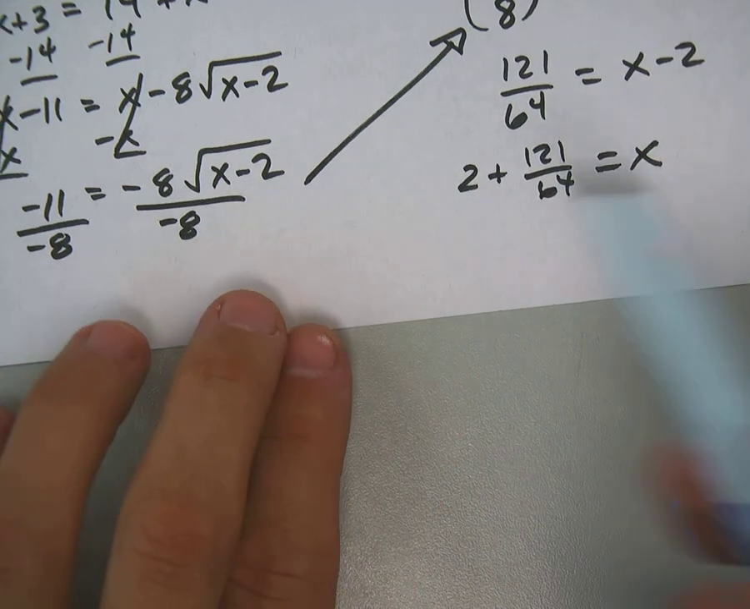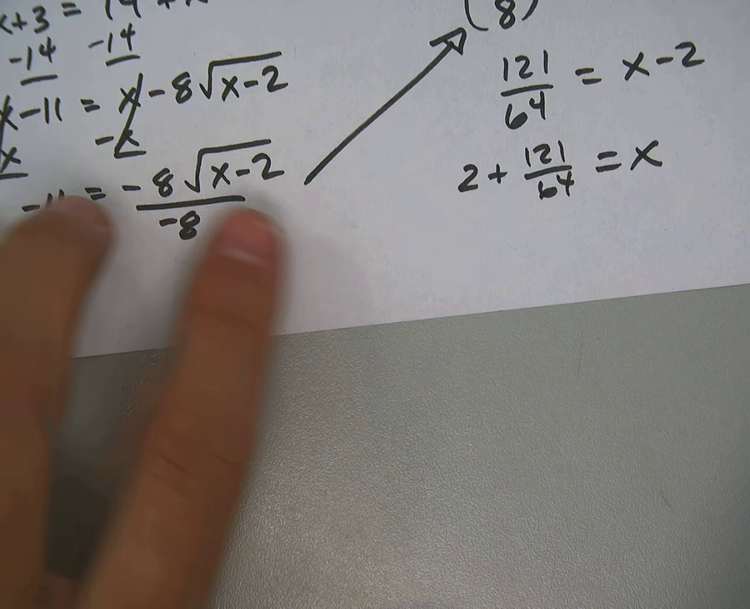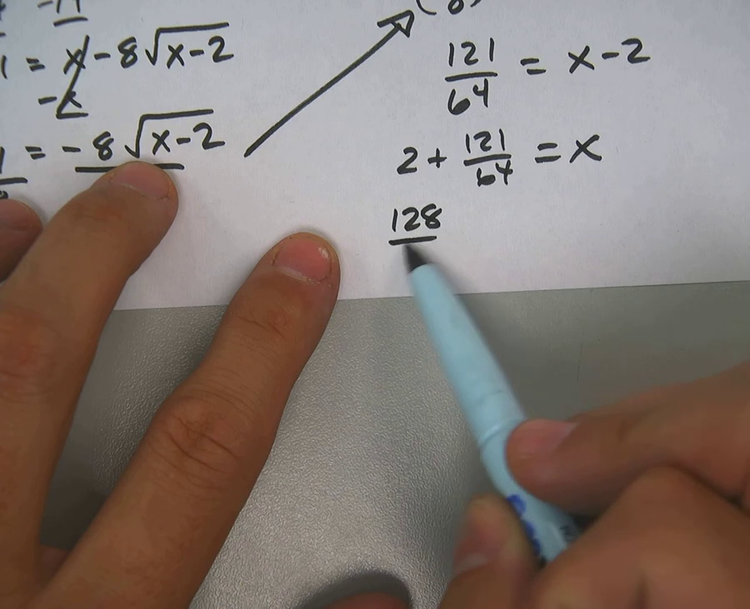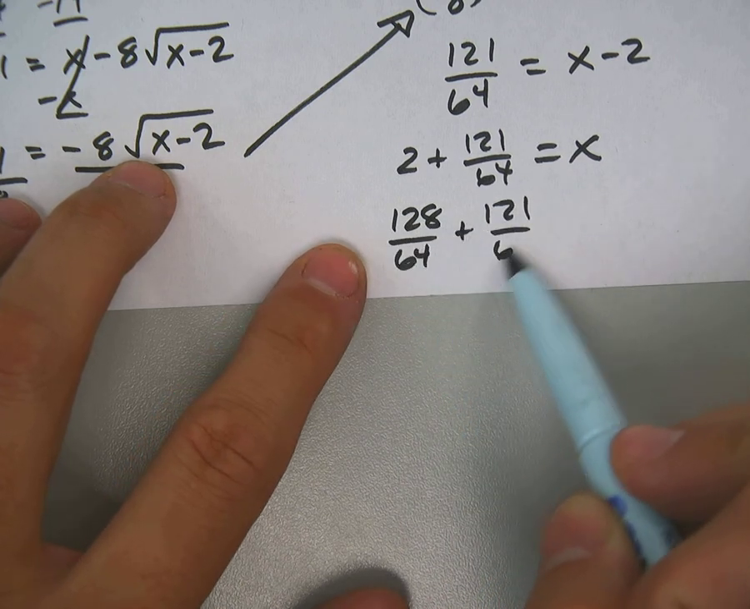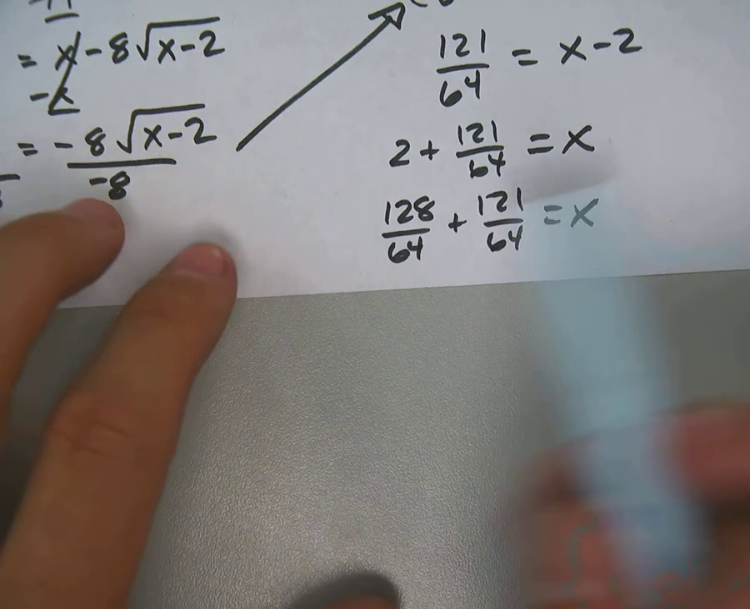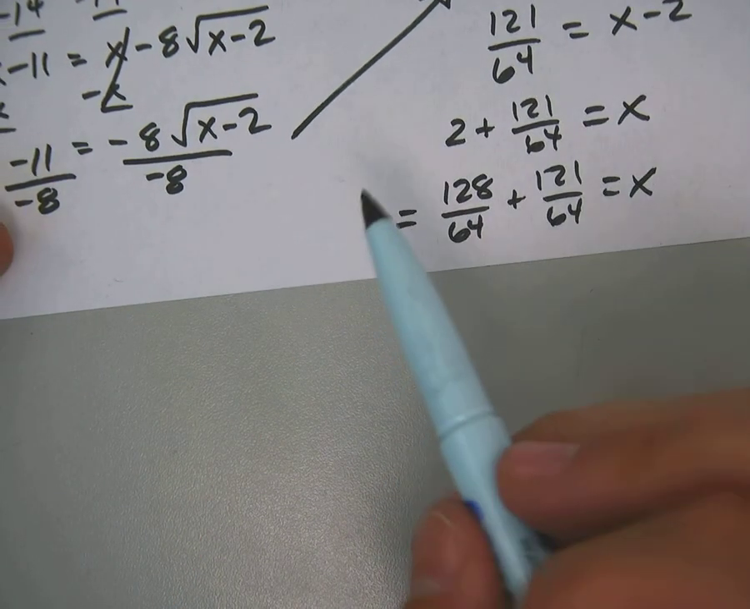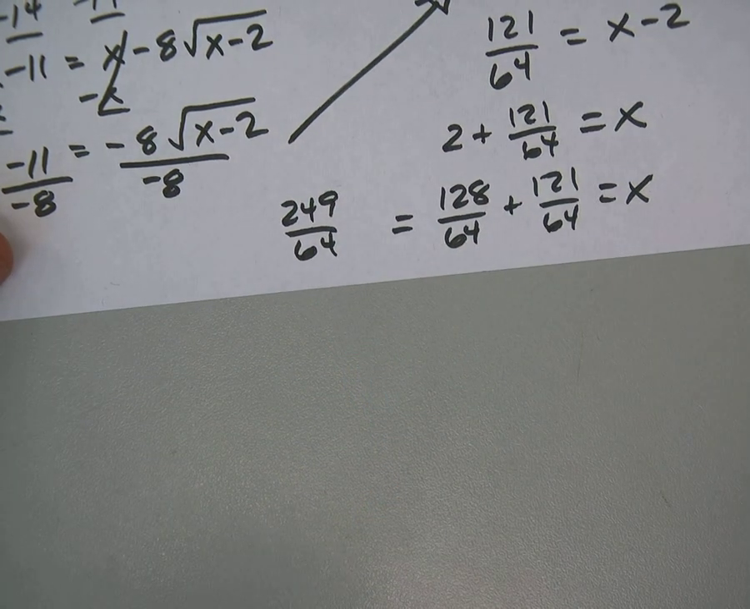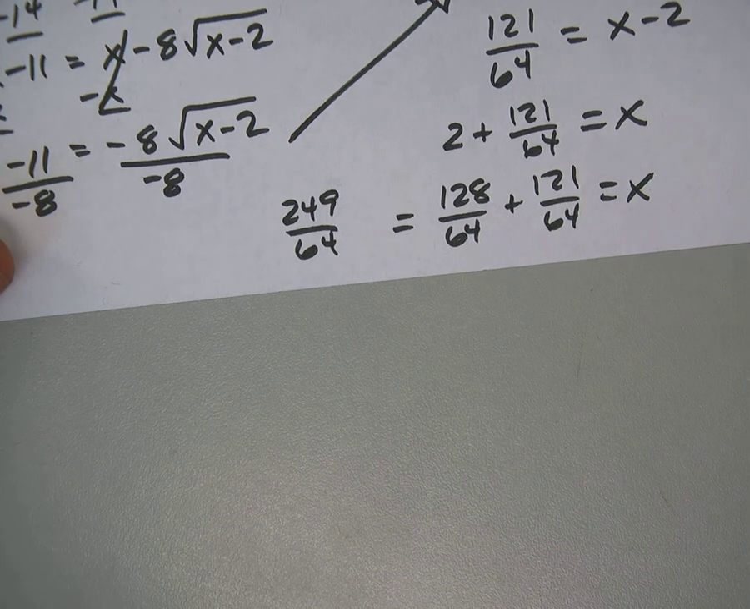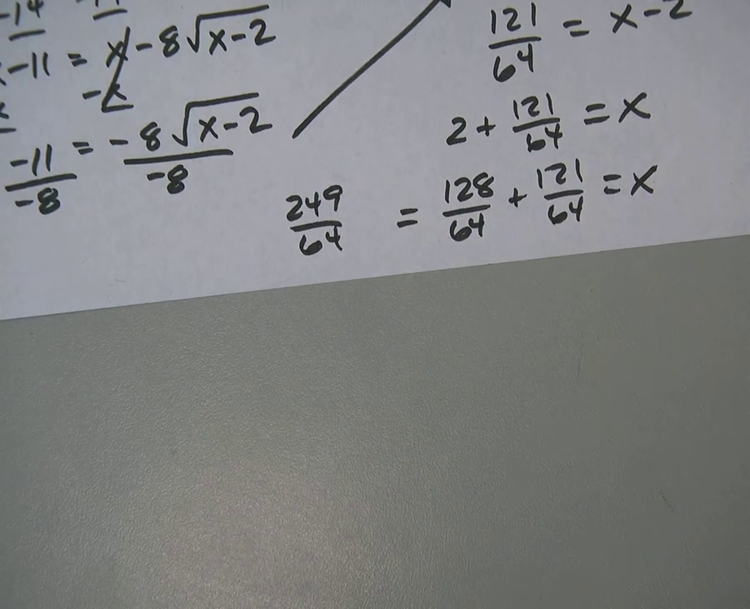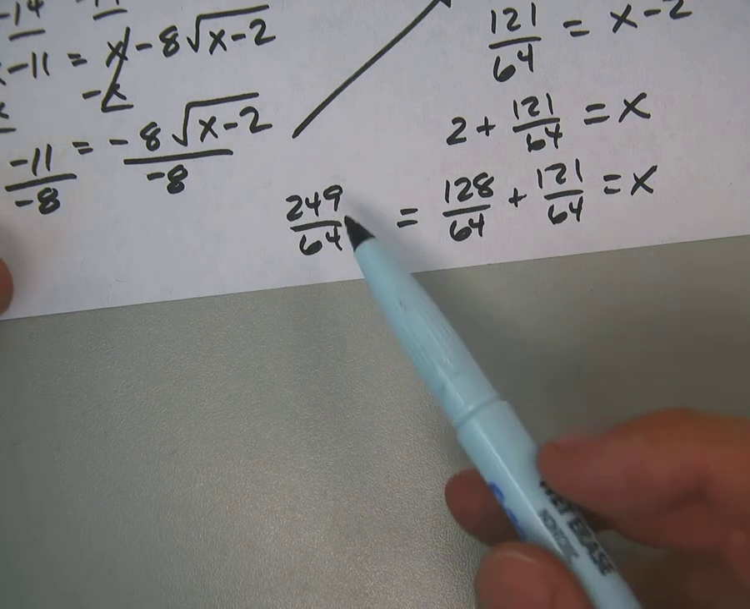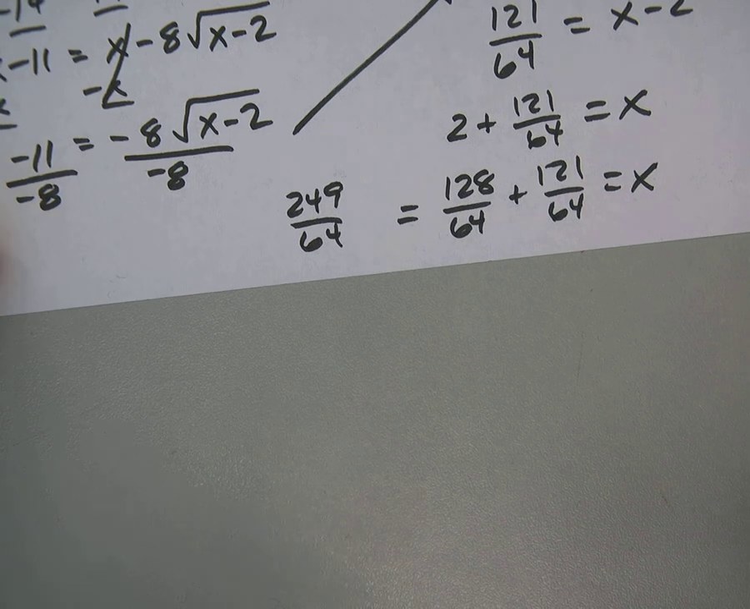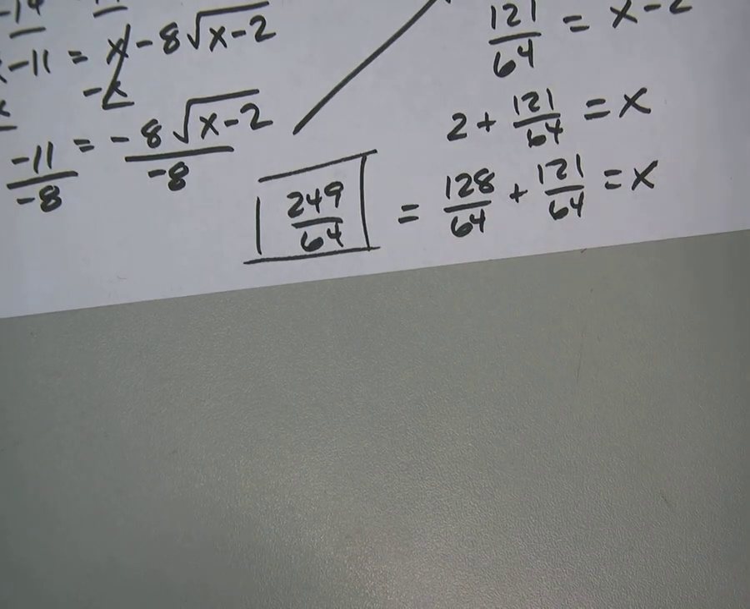So let's go ahead and just combine some of that. Let's see, 2 is the same thing as 128 over 64. And then if I combine that, that's 249 over 64. Does that reduce a little bit? It doesn't seem like it does. I can't think off the top of my head if there's something that reduces it. I don't believe it does. So we'll end up right there.